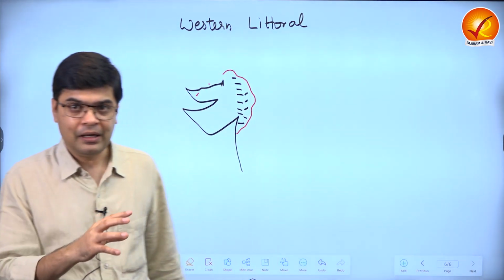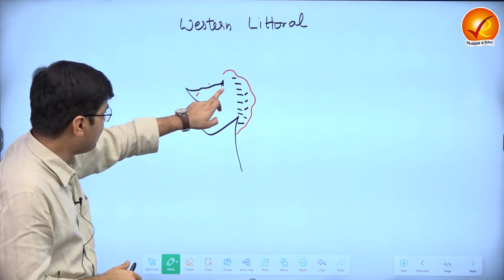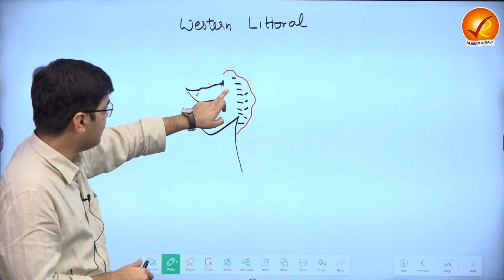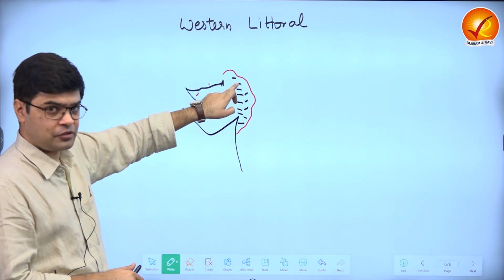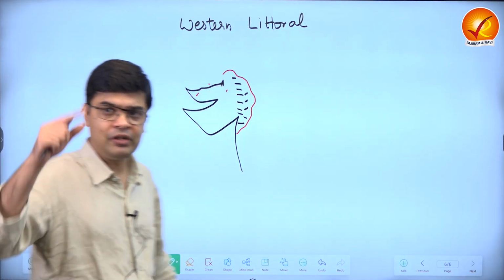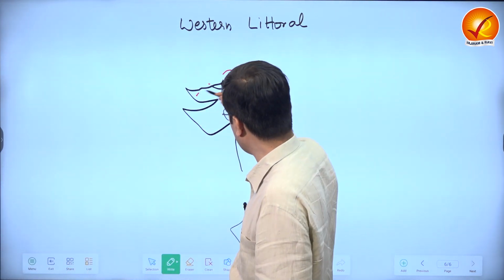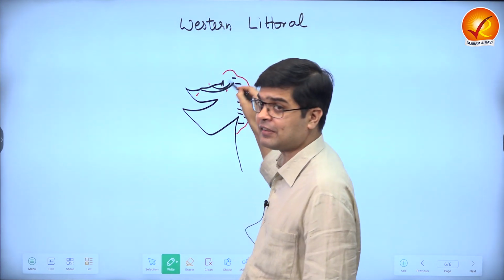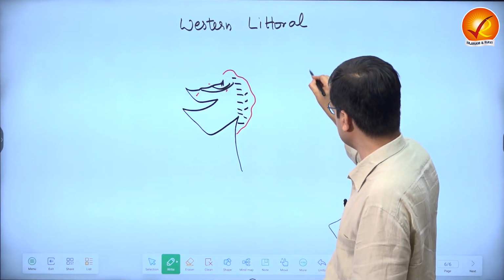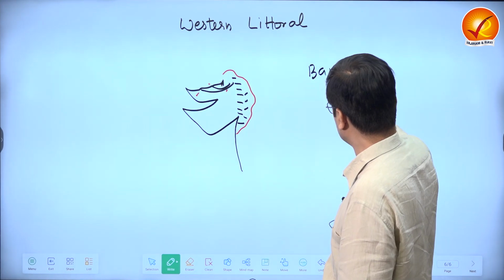Then if I look at this particular region, somewhere here you are going to find that there are grasslands beyond the Little Rann. सबसे पहले we have the Great Rann, then we have the Little Rann, उसके beyond we have grasslands. These grasslands here are known as Banni grasslands.